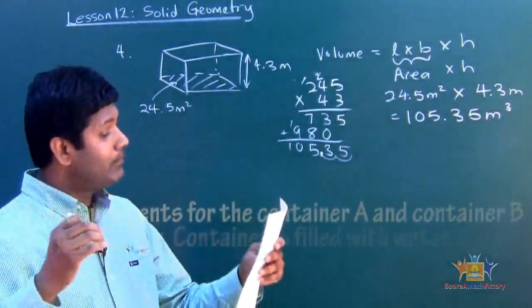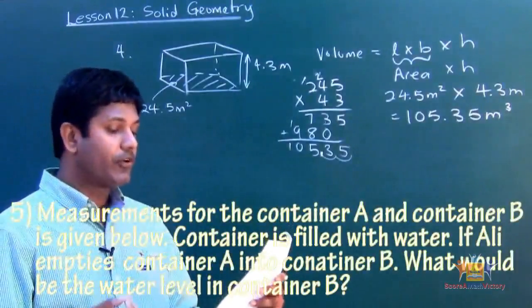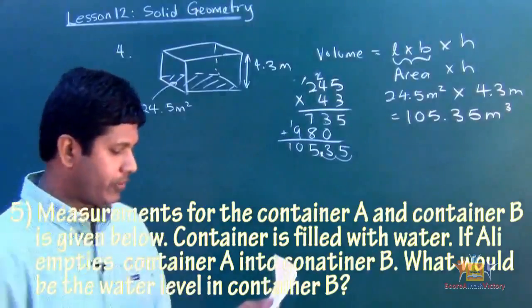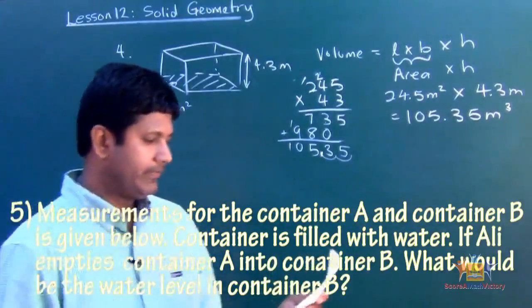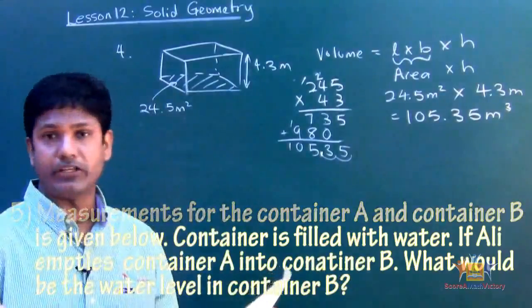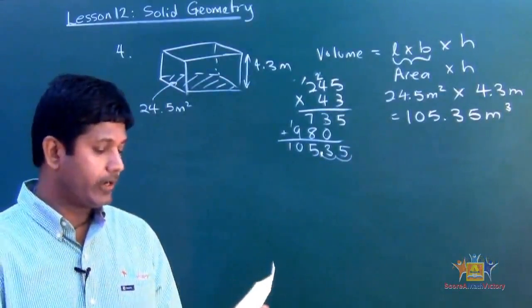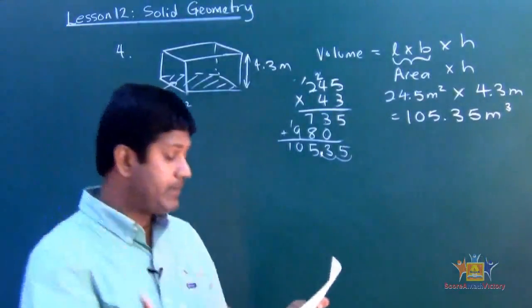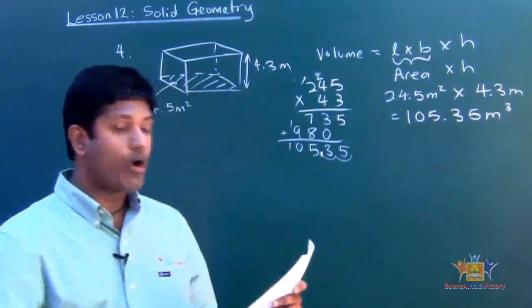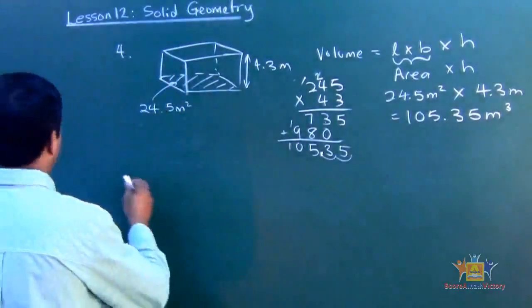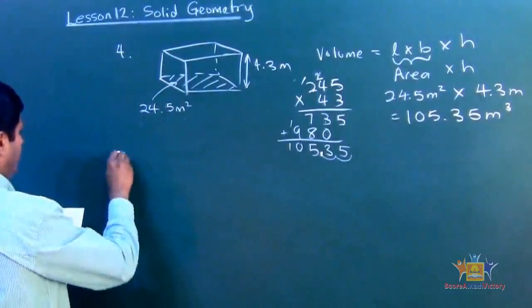Problem number 5 says measurements for container A and container B are given below. So there are 2 containers, A and B, and you've been told that container A is filled with water. If Ali empties container A into container B, what would be the water level in container B? So let's do that. Let's draw the containers.